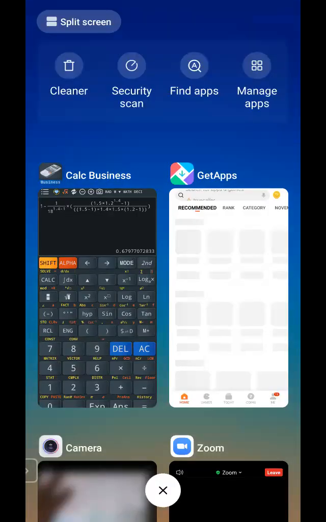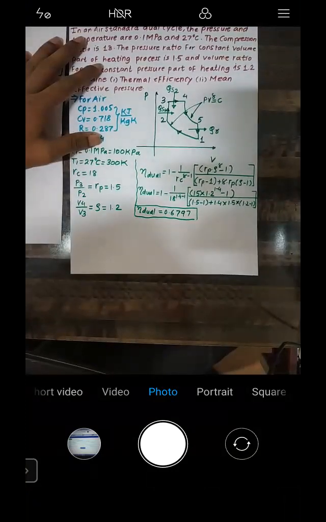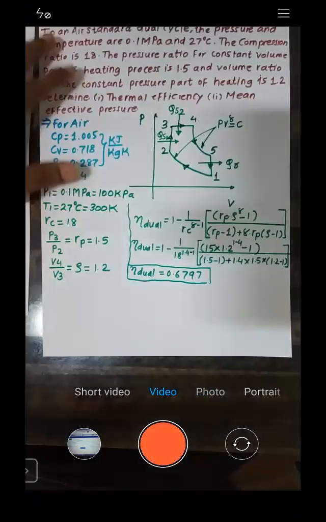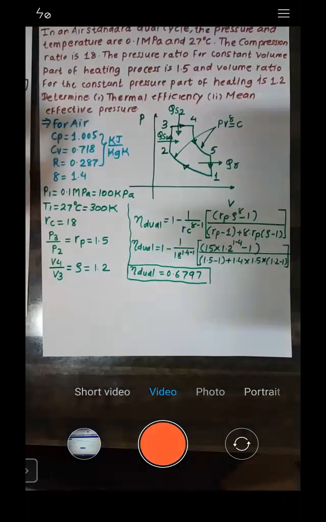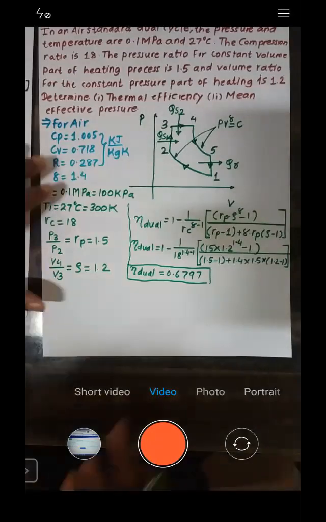So is that okay? All of you, is that okay? Yes, is that okay? I'm waiting for your response. Have you understood this one? Yes, is that okay? So this is how we calculate efficiency.